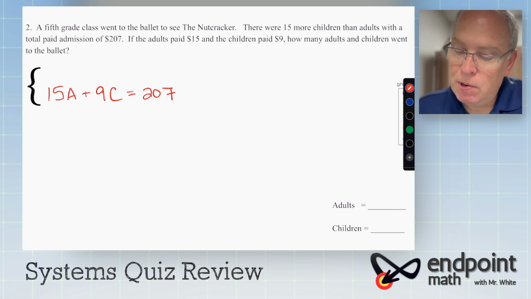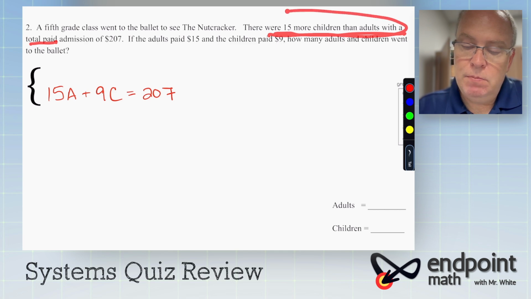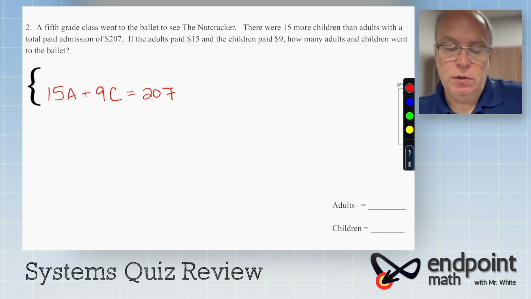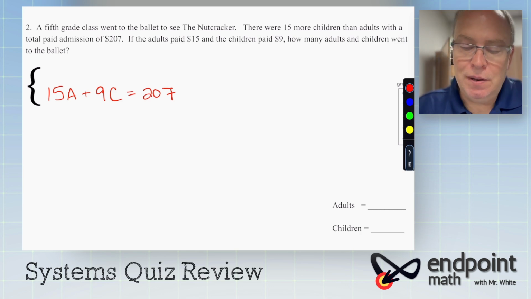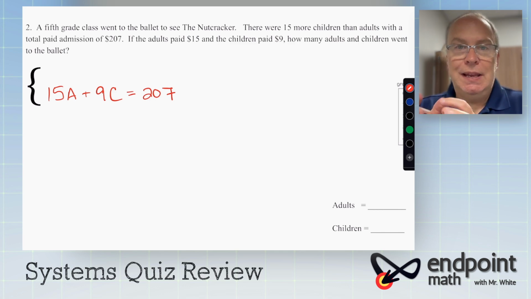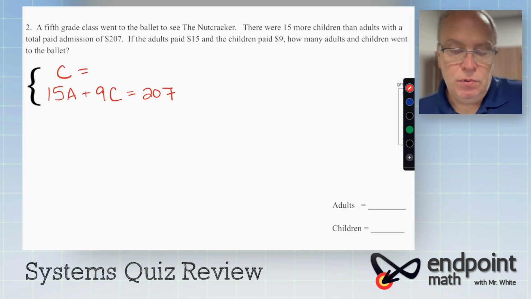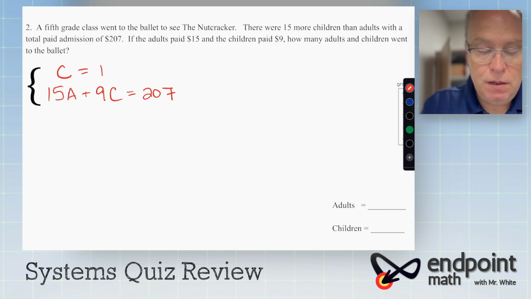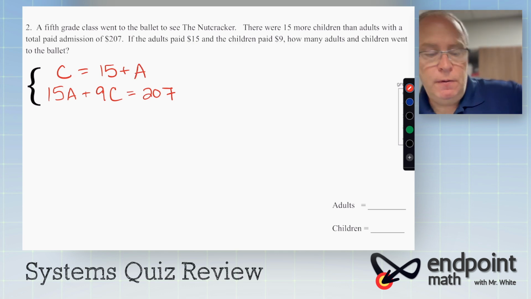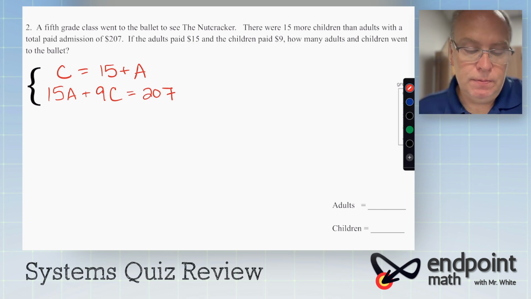Now, I made this problem hopefully interesting, I don't know, because it says there were 15 more adults than children. 15 more children than adults. So let's just translate that. I call it translating, like you translate into a different language. We're translating English into algebra. The number of children are, right, that's your equal sign, 15 more than the number of adults. There were 15 more children than adults. So the number of children is 15 more than the number of adults.